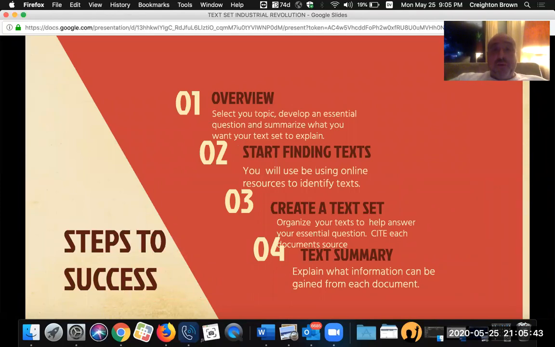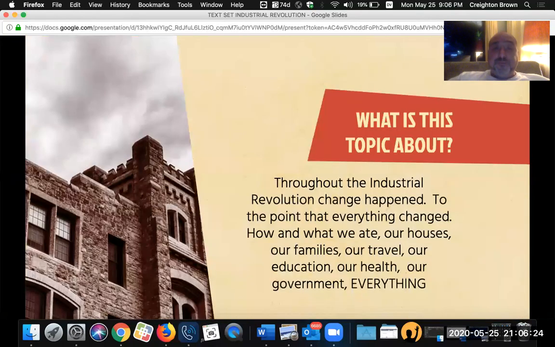So this week you're going to be doing step one here. You're going to get the overview. You're going to select a topic and develop an essential question, and sort of summarize what you want your text set to explain. And it's pretty simple. Next week, we're going to do steps 2 and 3, and then finally on the last week of school, you're going to be putting it all together, and you're going to be writing a quick summary for each of the texts that you find and what it says. And I'll give you some examples here in a second.